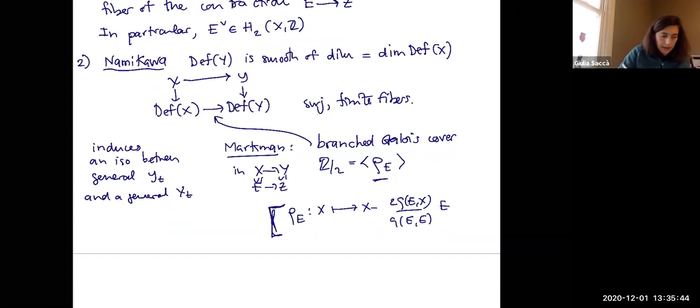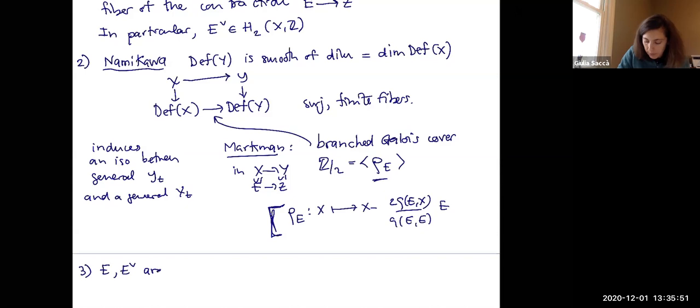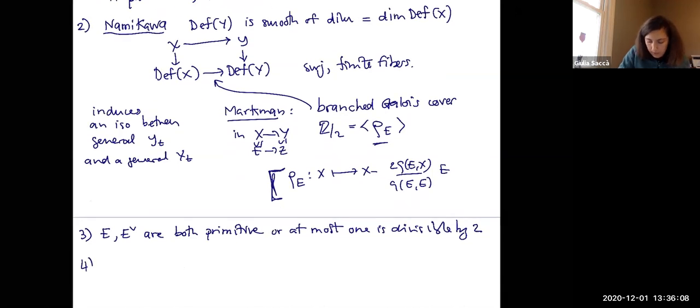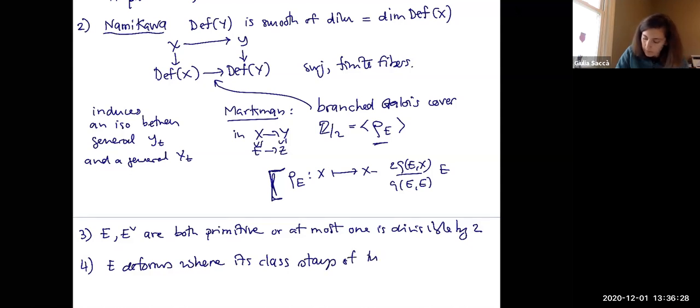And then you have things like at most, so E and this class E prime are either both primitive classes in the lattice, or at most one is divisible by two. And the last part, which we can prove at the end after I talk about deformation of rational curves, is that E deforms where its class stays algebraic. Its cohomology class stays of type (1,1).